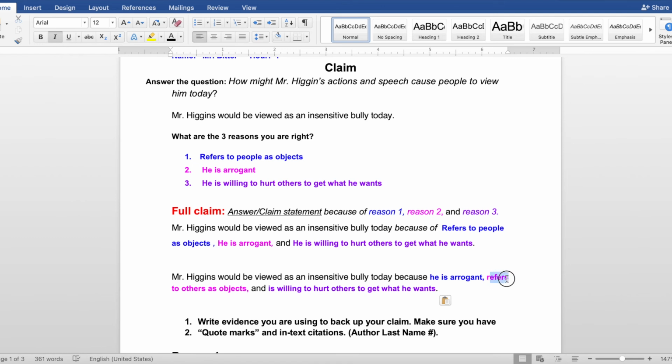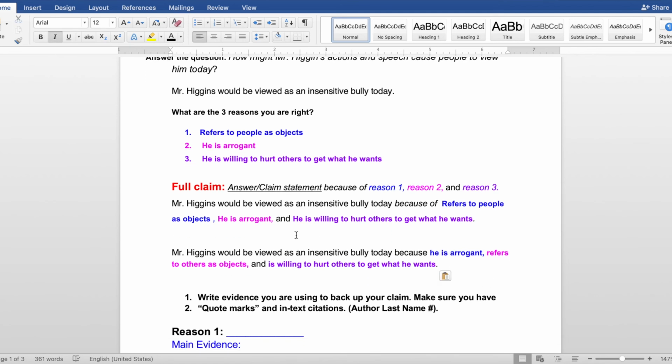Now notice I flipped the reason number 2 and reason number 1 in this one because they didn't really work well in the order I had them. So I changed them around. Now, that is my full claim. This right here is the claim. That is the claim statement. We have our answer to the question right here. We have our reason 1. We have a second reason. And we have a third reason. All put together. It's a snapshot of what the full entire paper will be about.